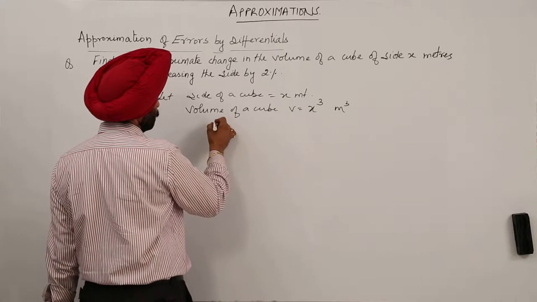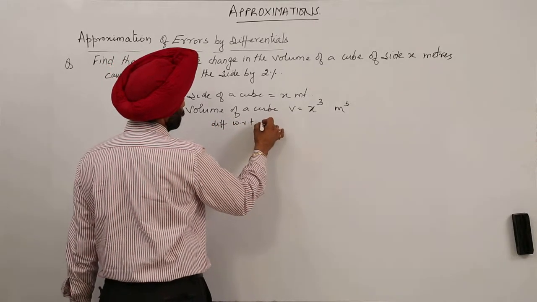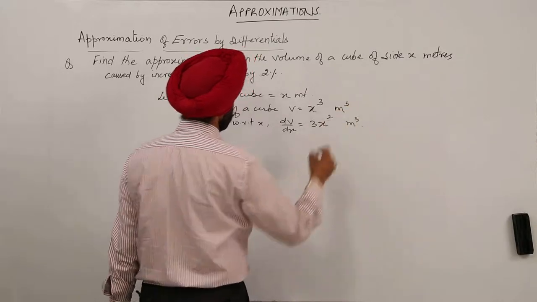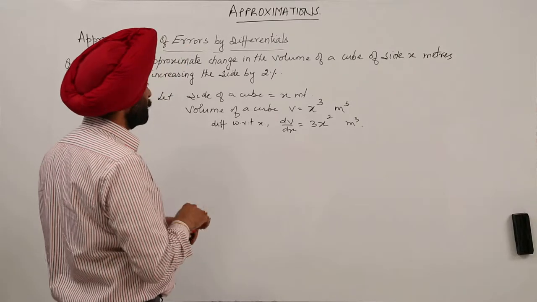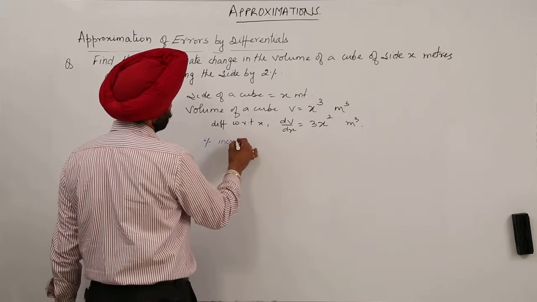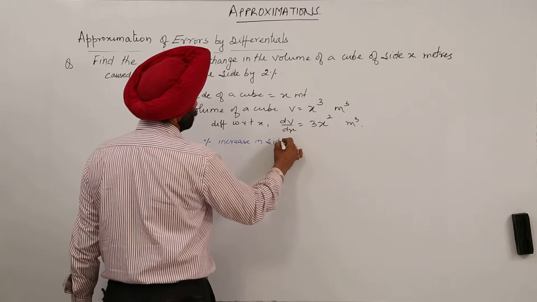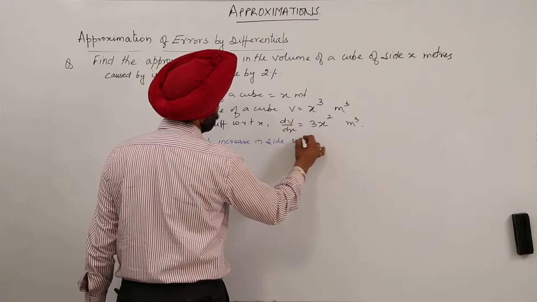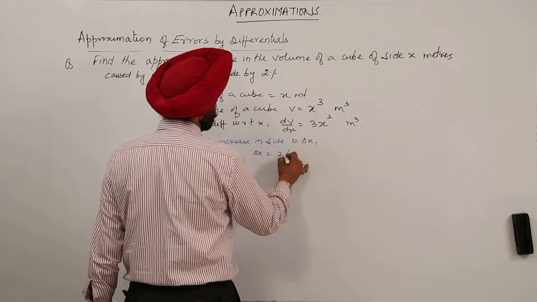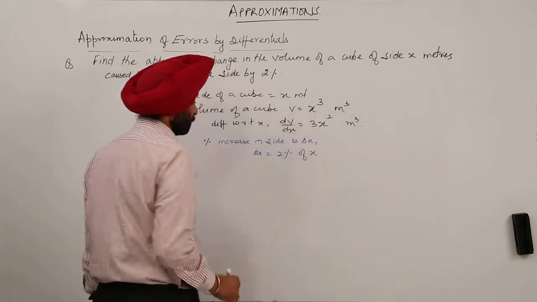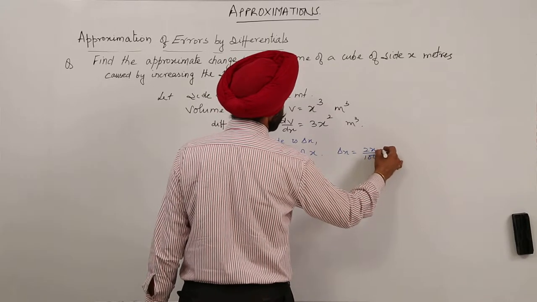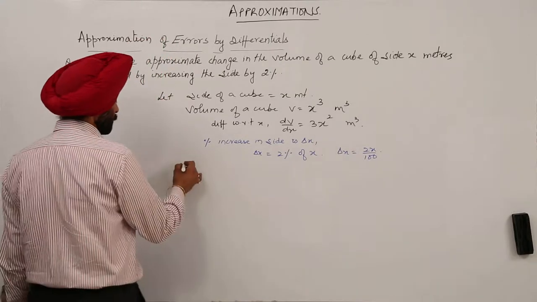Now differentiating with respect to x, we get dV by dx is equal to 3x square meter cube. Now what is given? It is given percentage increase of the side is delta x. Now what is delta x? Delta x is equal to 2% of x. Okay, so delta x is equal to 2x upon 100. This is delta x.